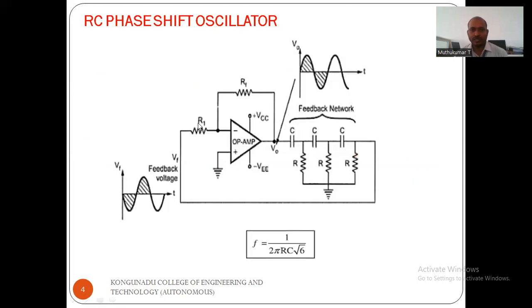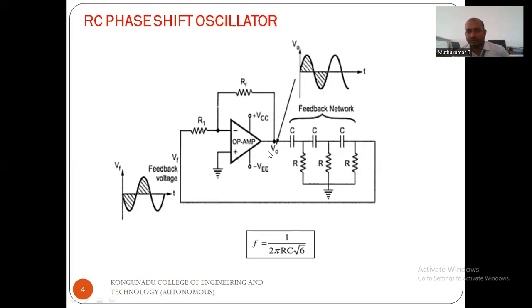So this is the circuit diagram. The operational amplifier is in the inverting mode. The non-inverting terminal is grounded, and R1 is connected to the inverting terminal. The output of the RC feedback network is also given to the inverting terminal. RF is the feedback resistance connected between the inverting terminal and the output terminal. The capacitor C and resistor R form an RC network.